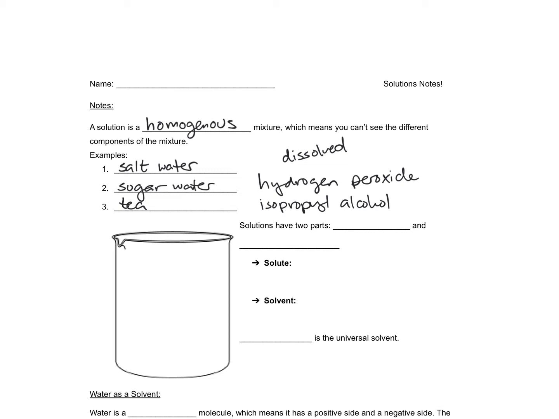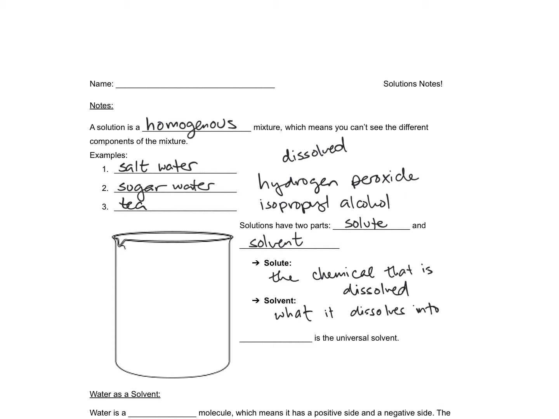Now, every solution has two parts, the solute and the solvent. The solute is the chemical or the compound that is dissolved. And then the solvent is what it dissolves into. Got to get that all written down there.